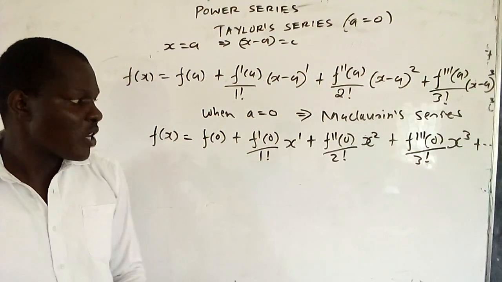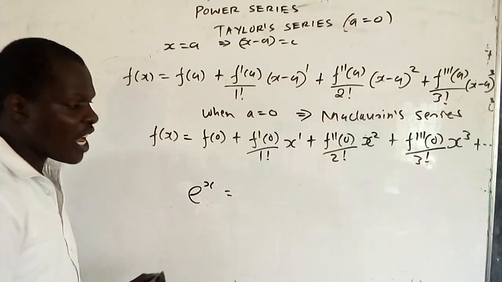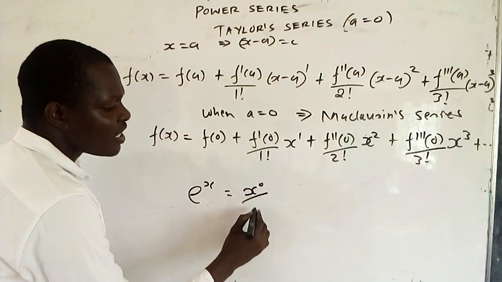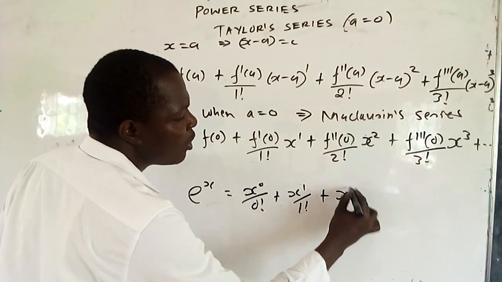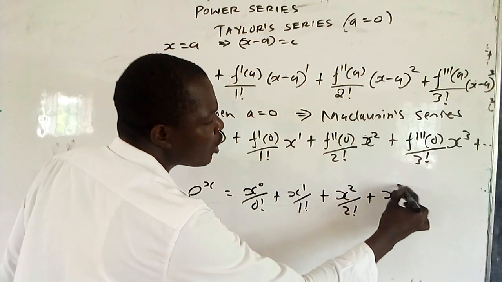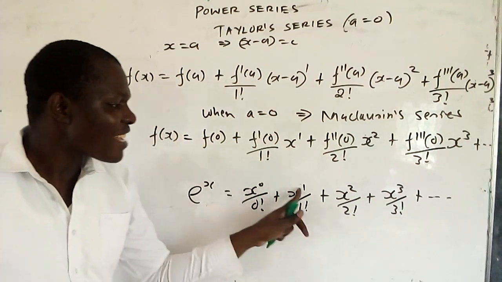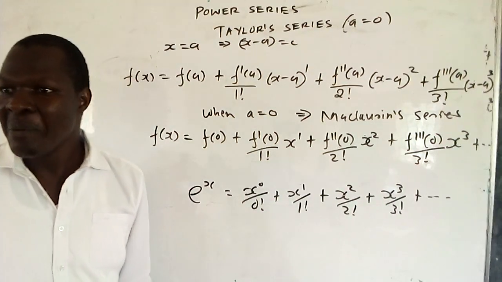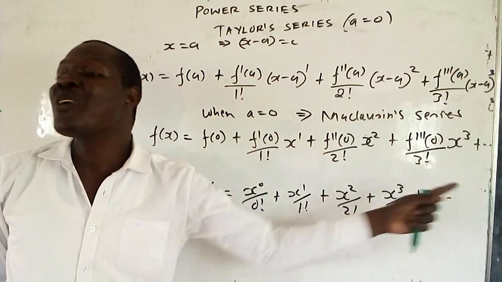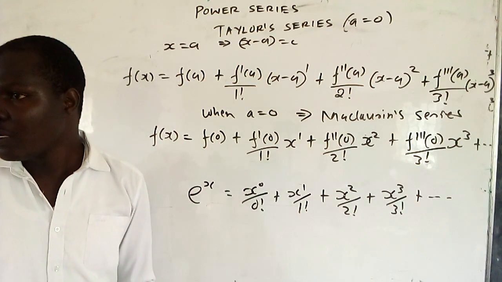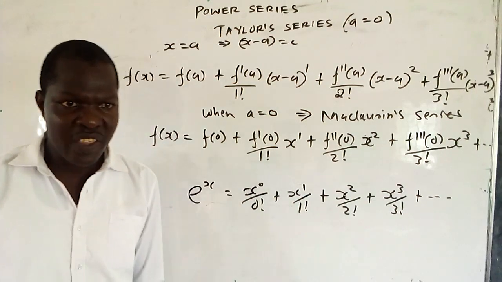So anytime you want to expand a case like exponential x in ascending powers of x, you end up with x raised to power 0 over 0 factorial plus x raised to power 1 over 1 factorial plus x squared over 2 factorial plus x cubed over 3 factorial, and so on. So you can see these are ascending powers of x. Meaning this exponential x was expanded in Maclaurin series. Because it is only Maclaurin series which will give you ascending powers of x. Are you seeing that?